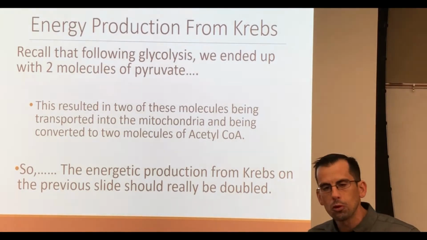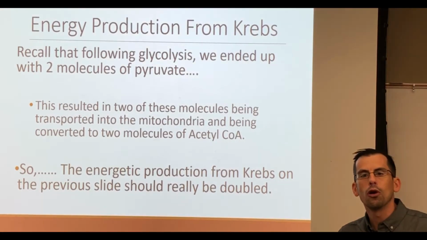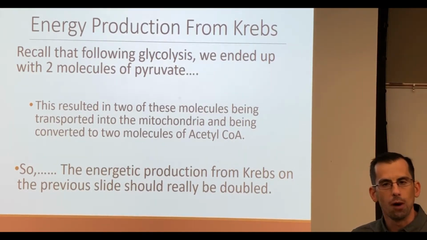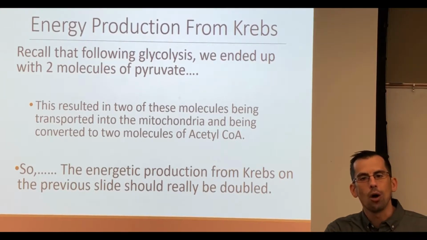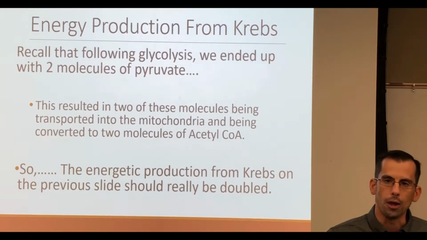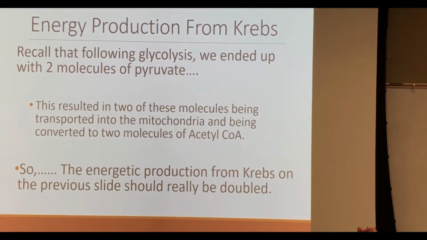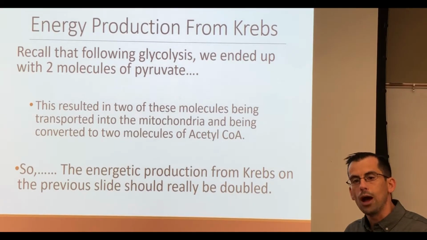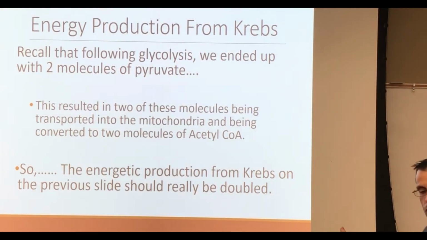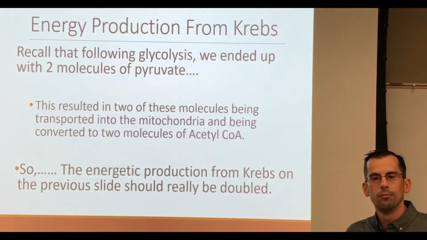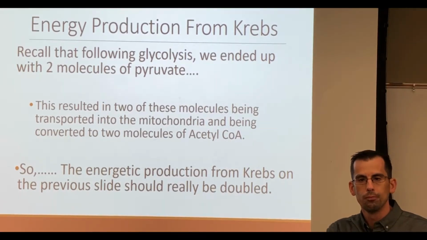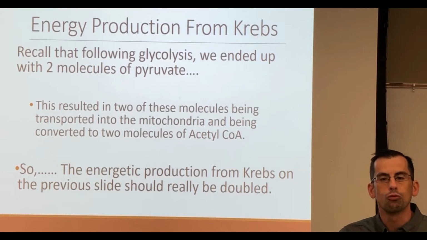However, if you recall from glycolysis, we took 1 molecule of glucose, broke it in half, and formed 2 molecules of pyruvate. Each of those molecules of pyruvate entered the mitochondria to get converted to a molecule of acetyl CoA. So for all intents and purposes, for every glucose molecule we broke down, we get to go through Krebs cycle twice. So anything that we saw on the previous slide, those products, the NADH, the ATPs, and the FADH2s, that production should really be doubled.